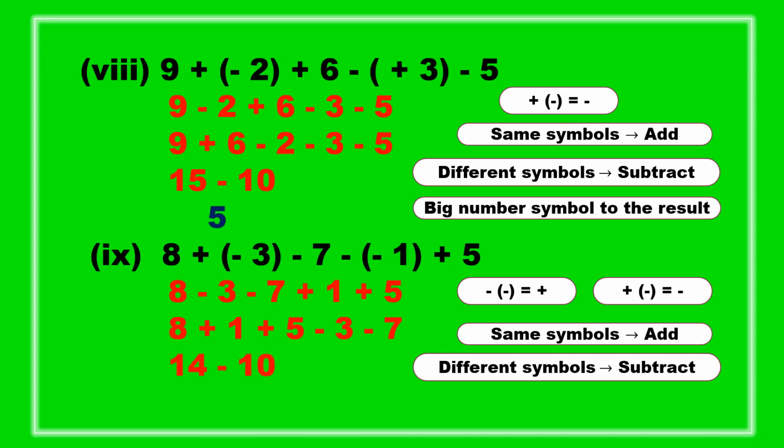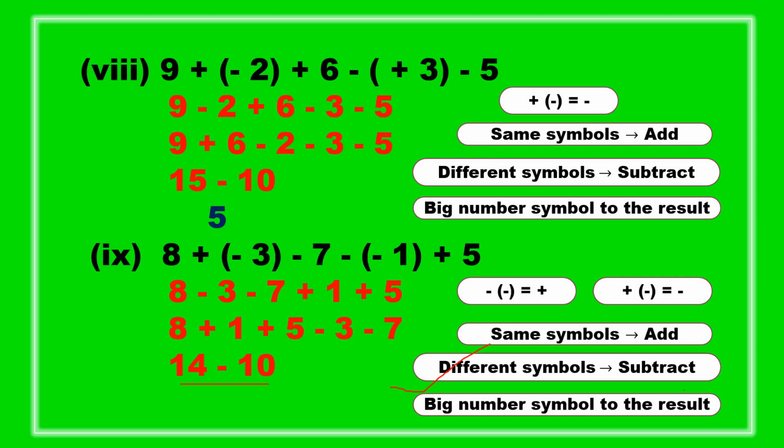Now these two have different symbols. Whenever there are different symbols, you should do subtraction and give the big number's symbol to the result. So 14 minus 10 is 4, and your big number is 14, which is in plus. So your 4 will also be in plus. Okay. So this is how you should simplify the integers without any confusion. Don't get confused. Just follow these three rules.